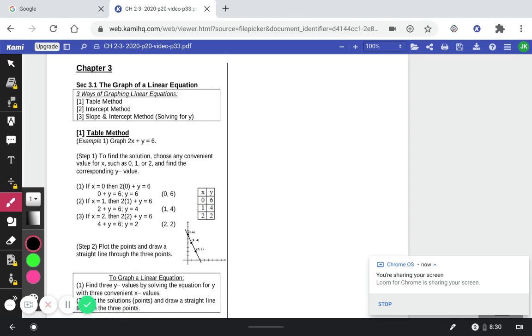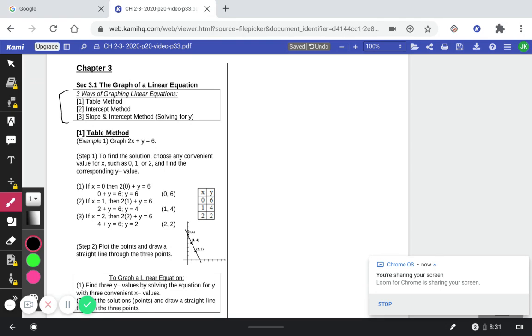In this video, I'm going to introduce the various ways of graphing linear equations. There are three ways of graphing linear equations in general. One is what we call the table method. Second is the intercept method, or XY intercept method. Third is the slope and intercept method, after you solve for y.